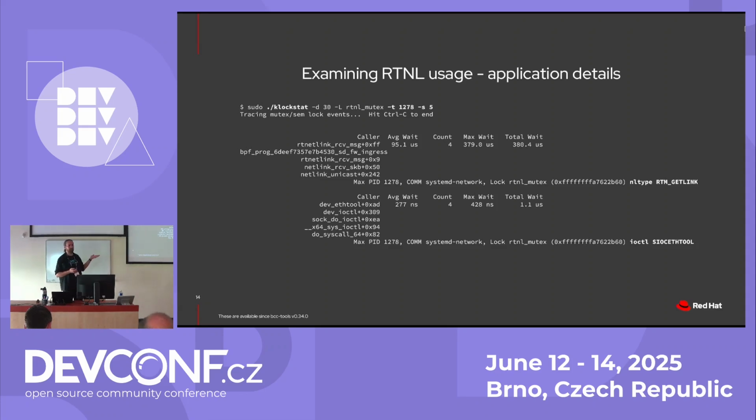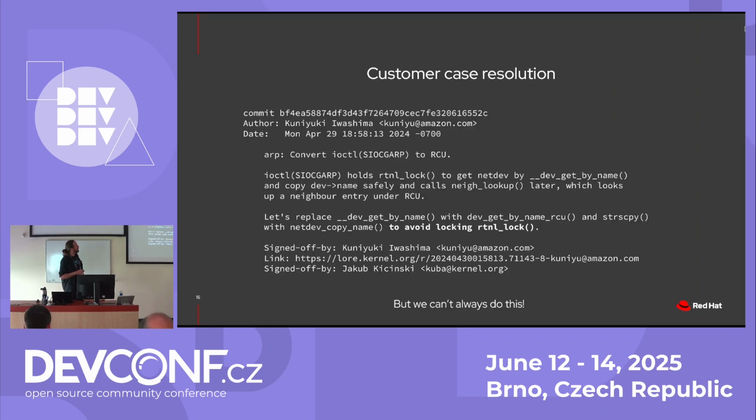So the way to avoid blocking is basically what this commit was doing, to move to RCU for things where you only query. In a lot of cases, this can be done for query operations, but sometimes you still need to do modify operations. And the other thing is then narrowing the scope.